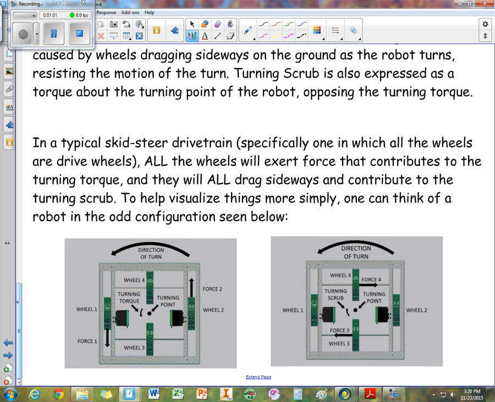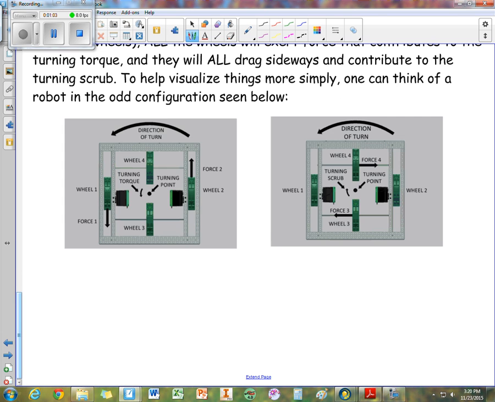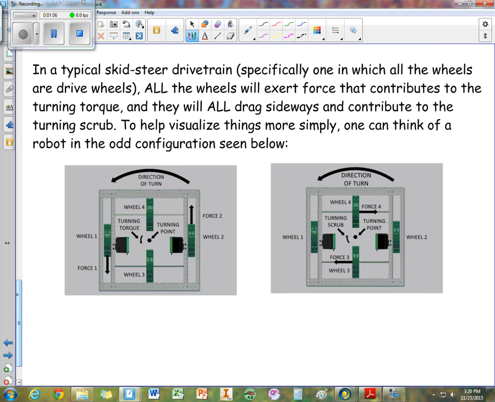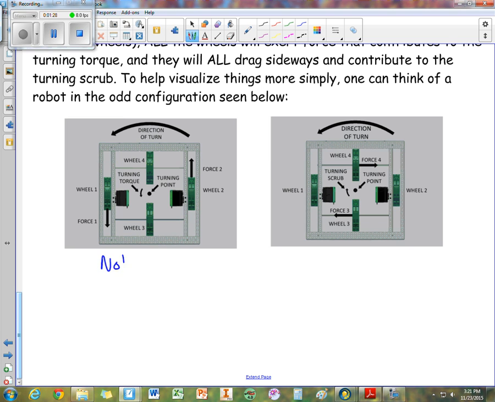If we look at a typical skid steer drivetrain, especially ones where all the wheels are drive wheels, all of the wheels will exert a force that contributes to the turning torque, but they will also all drag sideways, contributing to the scrub. Now, let's look at this diagram to help us visualize. This is not a real drivetrain. You would have to be really silly to try to build this. But it helps as a good example for scrub and torque.